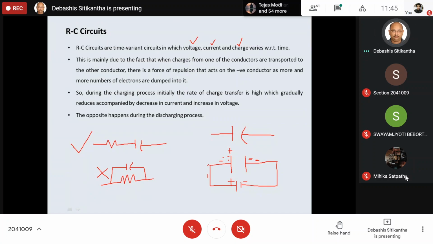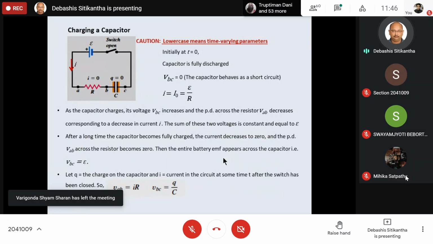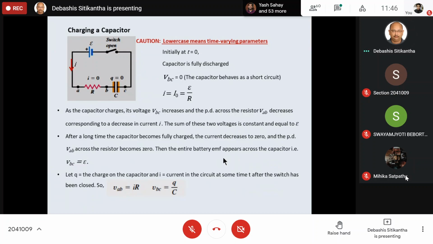Okay. Now let us move on to the charging of a capacitor. Now let us learn how during the charging of a capacitor, the parameters are going to change and it is going to become a time variant circuit.